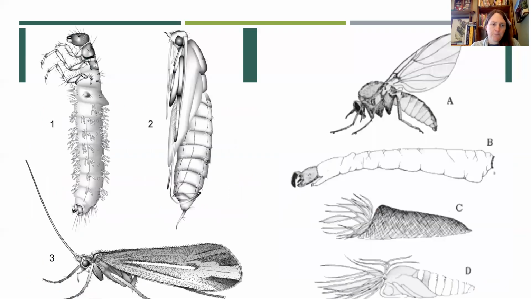So here's just some cool pictures of some of the different life stages. On the left, 1, 2, 3, we see caddisfly larva, caddisfly pupa, and a caddisfly adult. And on the right, A, B, C, D, we see the larvae of a simuliid fly. Or sorry, we see the larvae is B. This is really silly. So the larvae is B. C and D show the pupa, both in the case in C and out of the case in D. And then A is the adult.